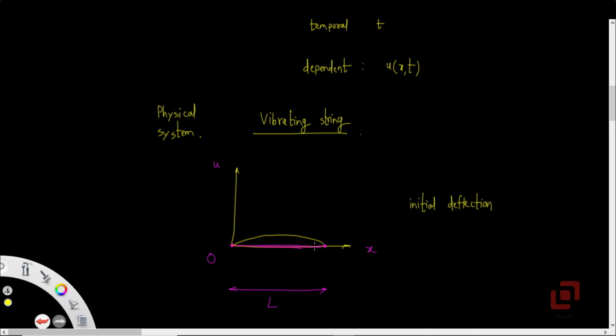If we do not displace it, then it will obviously not start vibrating, which will be the steady state solution. But if we deflect it initially, then the string will start vibrating, and the position or the displacement of any point on this string is going to be a function of two variables. The first one is the position of that particular particle from the origin, and the second one is the variable time.